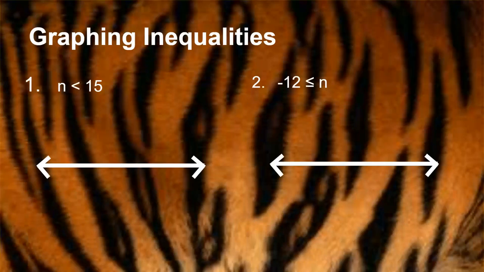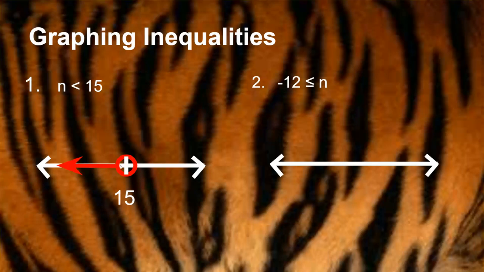So let's say we're going to graph these 2 inequalities. First, start with where the number is. So in this case, it's 15. It says n is less than 15. Well, points left, it goes left.